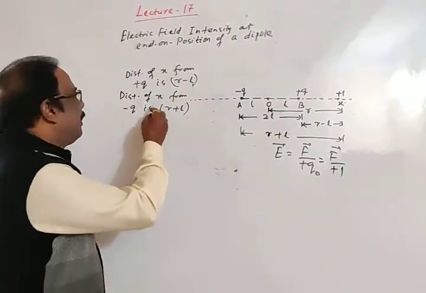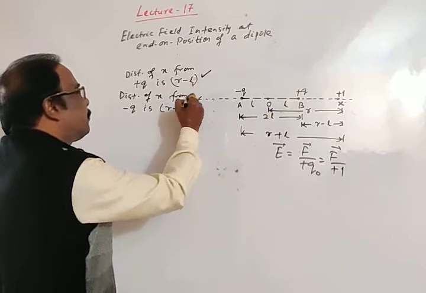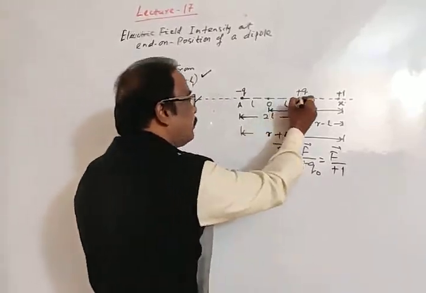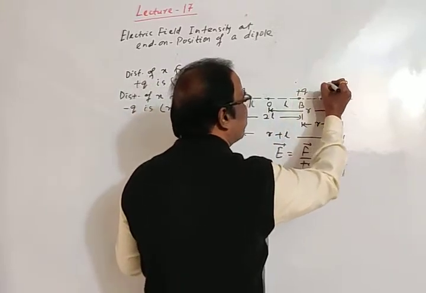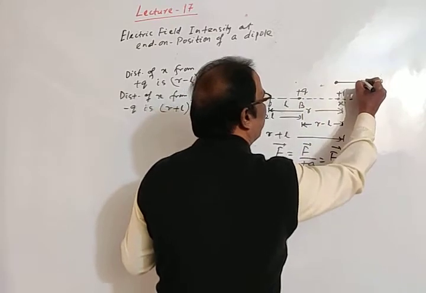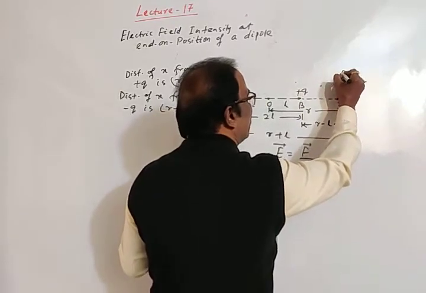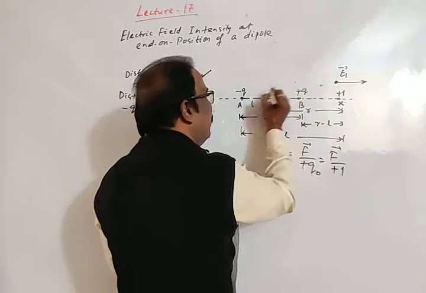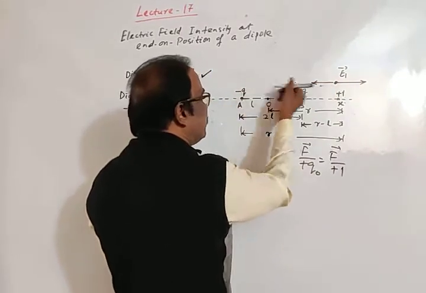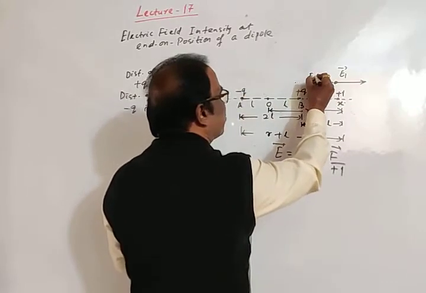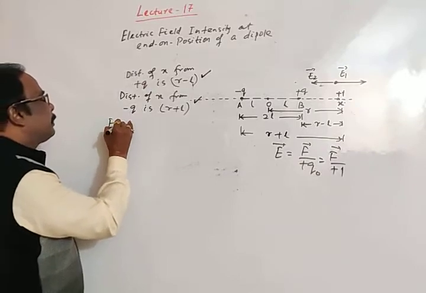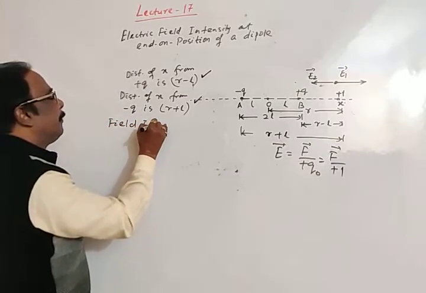We have already determined the distance of X from plus q and the distance of X from minus q. This positive charge will repel the unit positive charge; let the intensity be E1. Minus q will attract it, since this is positive and this is negative; let the intensity be E2.